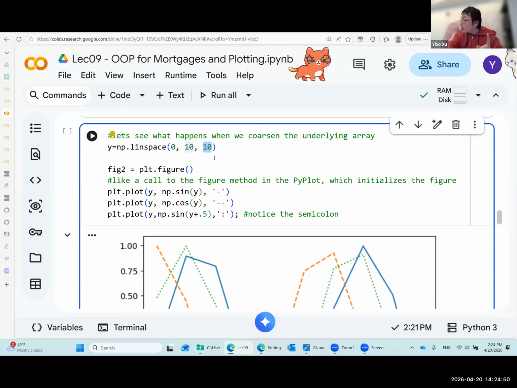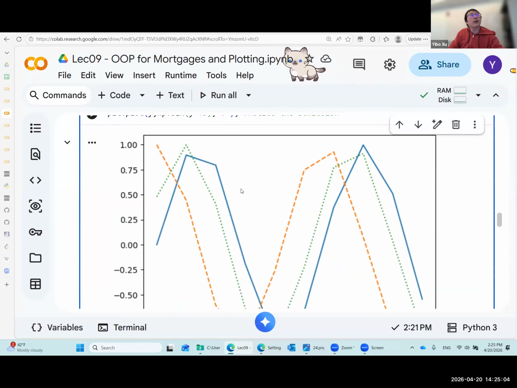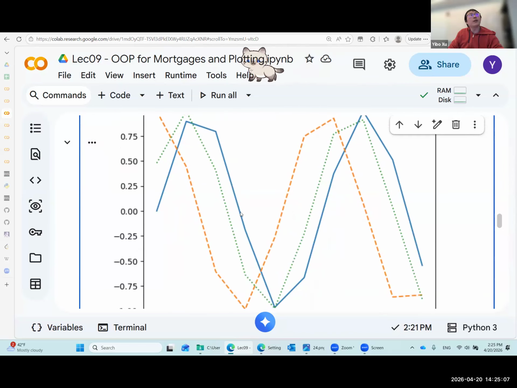From 0 to 10, using nine equal pieces, every subinterval has a length of 10 over 9. If you look at the data computed here, you see this is a discretized sine and cosine curve. If you want smoother graphs, you may want to use a few more data points. But then what's the downside?